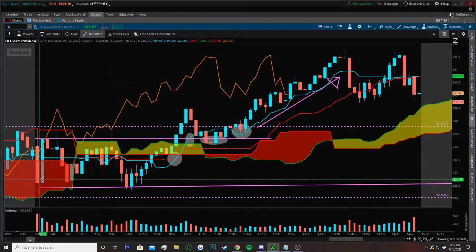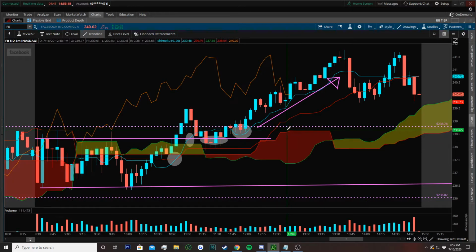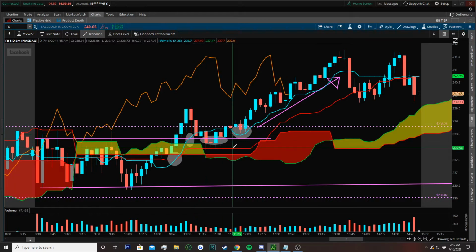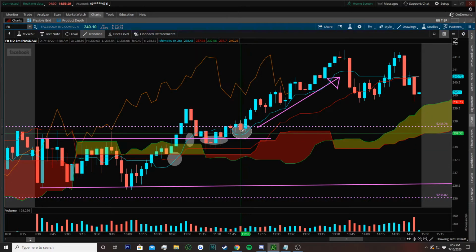So here you see how we have the cloud. That was Span A, Span B. Red being bearish, green being bullish. Then you have the blue, bullish, and the red, which is the Kijun, sorry. It's hard to remember the names.